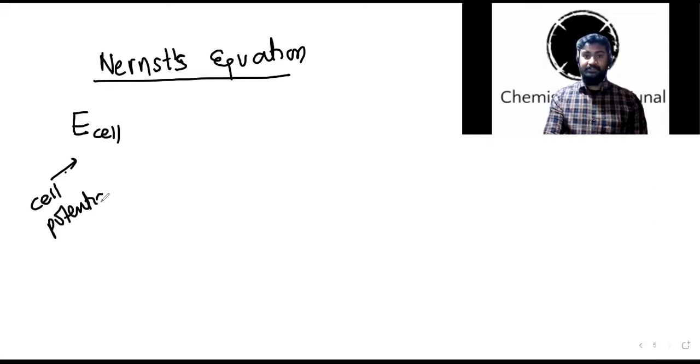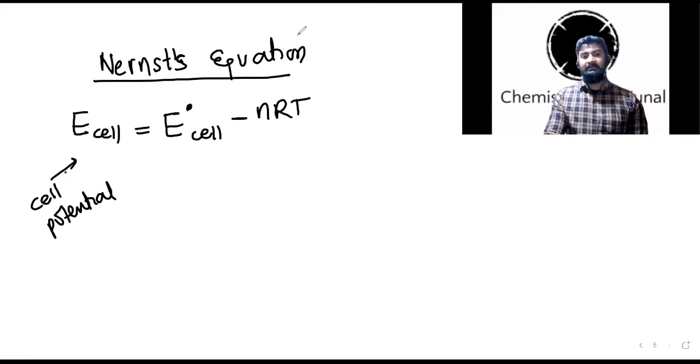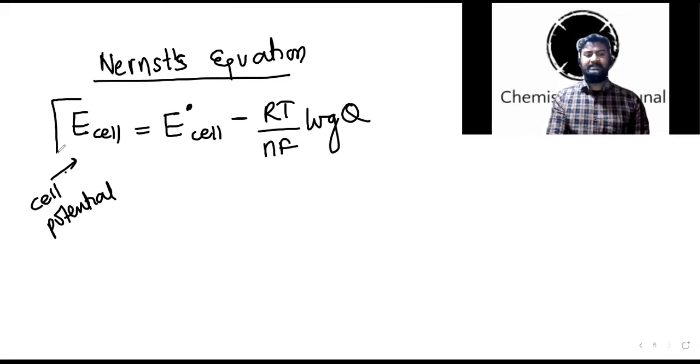So the formula is E cell equals E naught cell minus RT by nF log of Q. This is the basic formula. I'll tell you all the terms, don't worry. Now, what is this Q thing?